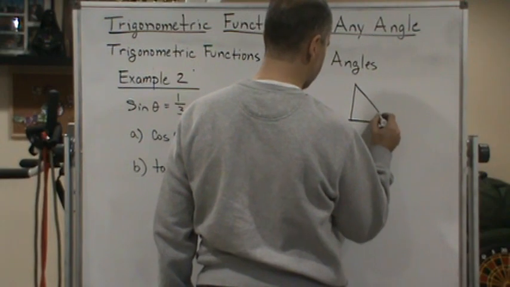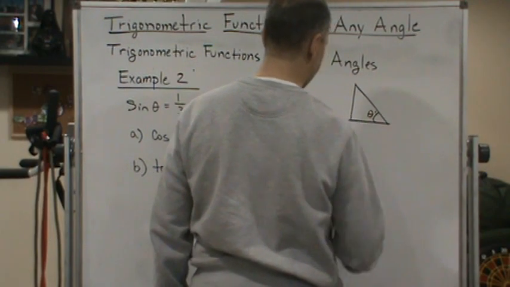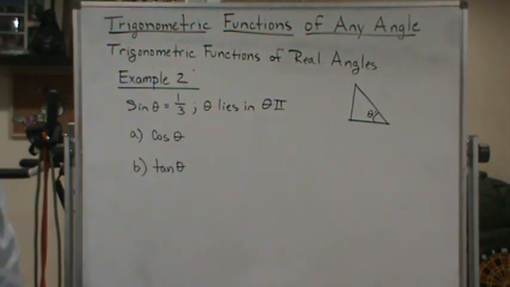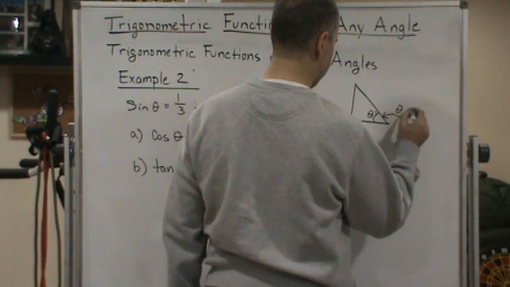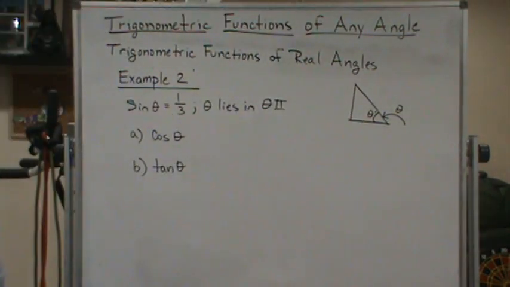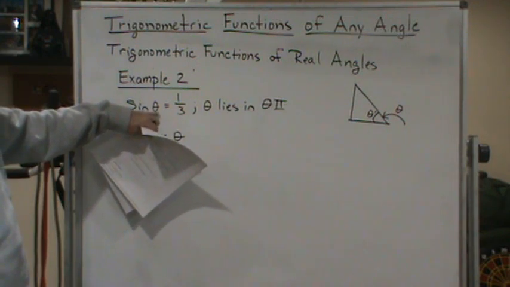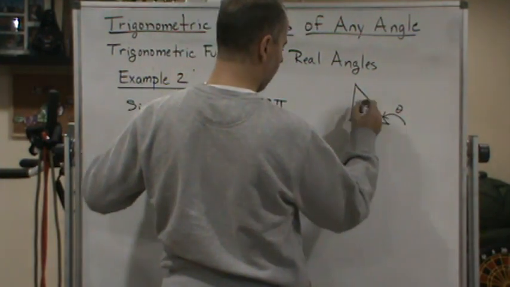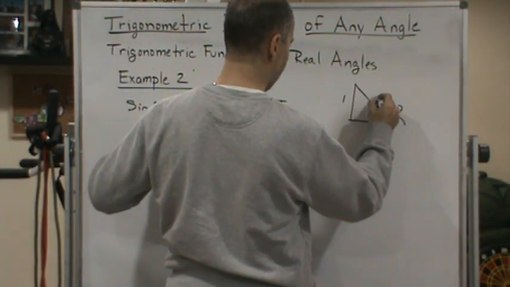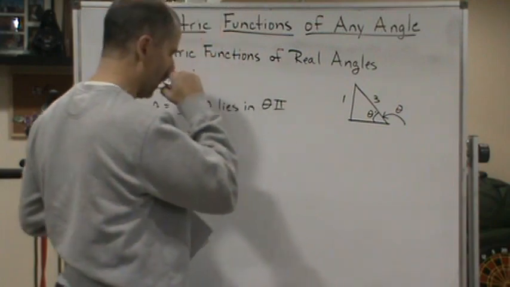Okay, so here's theta prime, the reference angle. And here's theta. Okay, so we know that sine of theta is 1/3, right? Opposite over hypotenuse, or y over r. Okay, so here it's y over r. So here's y. Y is 1, r is 3. So again, it's positive, so that makes sense.